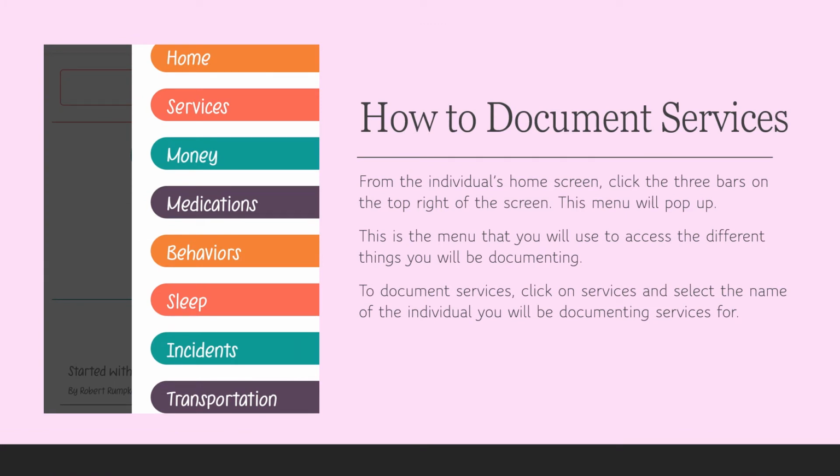So documenting services in ConnectAvoice is really easy. From the individual's home screen, you just click on the three bars on the top right of the screen, and then this menu will pop up. This is the menu that you will use to access the different things you will be documenting on. To document services, click on Services and select the name of the individual you will be documenting services for.